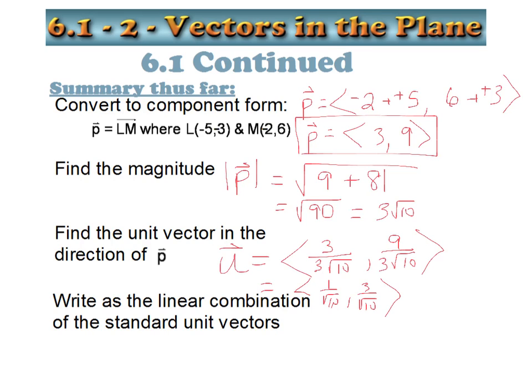All right, last thing. Write this unit vector as a linear combination of the standard unit vectors. Remember, the standard unit vectors are i and j, and all you really do is take your horizontal component times vector i plus your vertical component times vector j. Let's look at one more review problem, and then we'll move on to some new stuff.